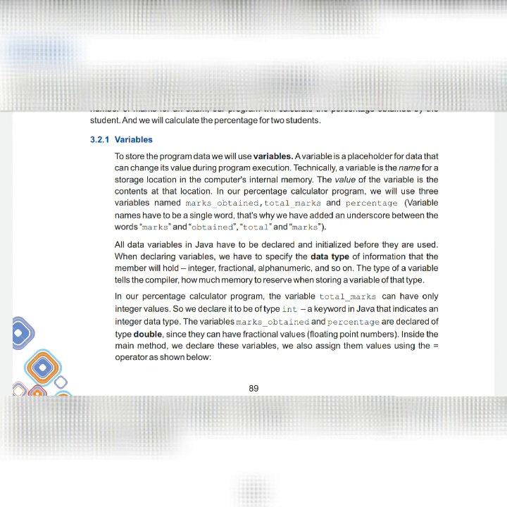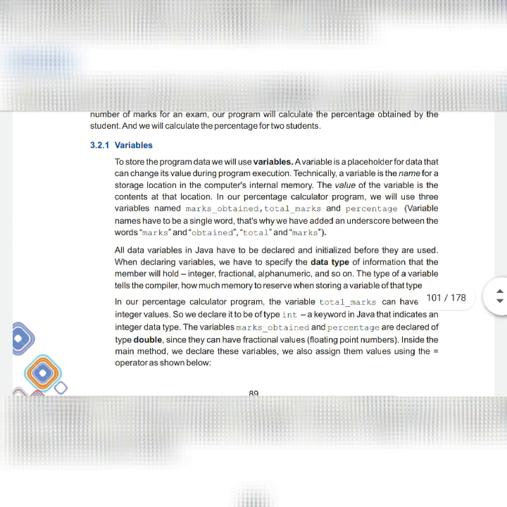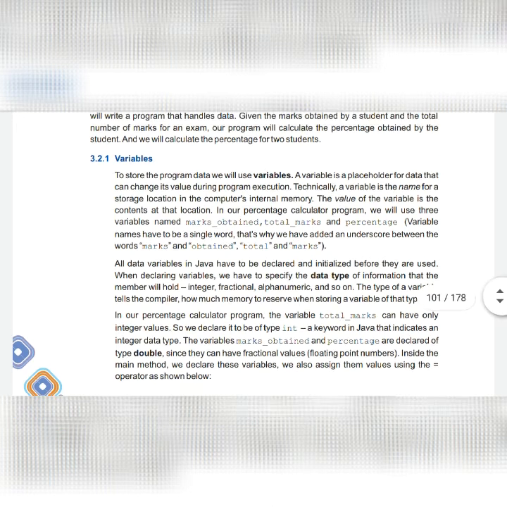So firstly, I would like to tell you that variables, from the name variables, it is clear that something which can change. Okay, so to store the program data, we will use variables. A variable is a placeholder for data that can change its value during program execution. It means that whenever we write a Java program and execute it, the value of the variables can change at runtime. So technically a variable is the name for a storage location in the computer's internal memory.